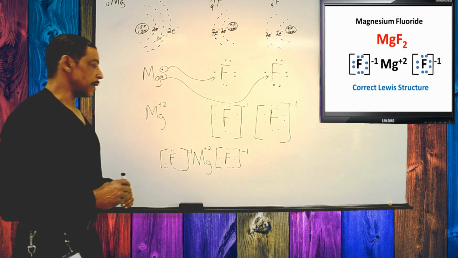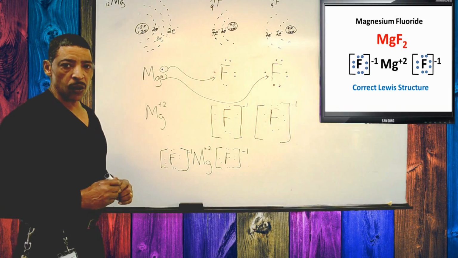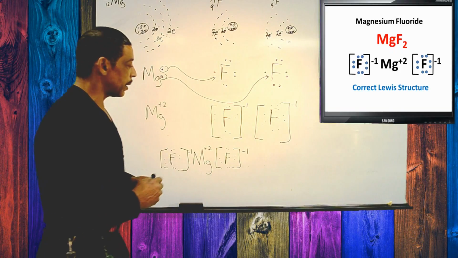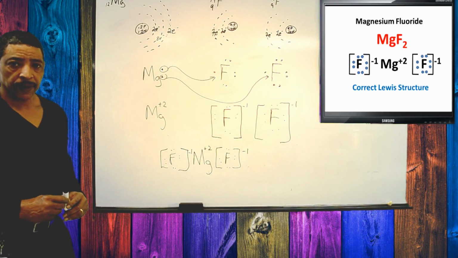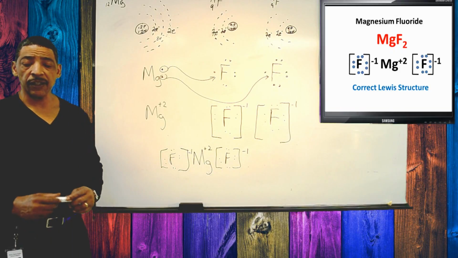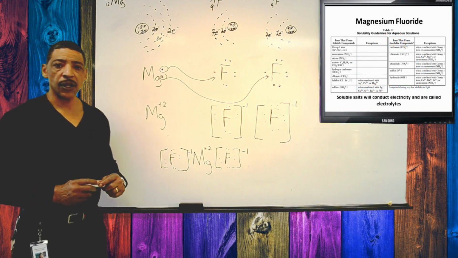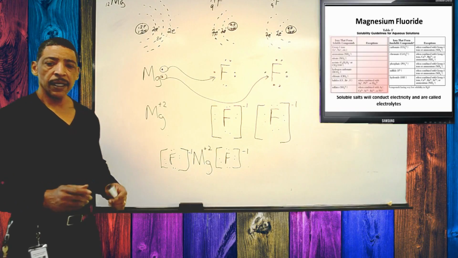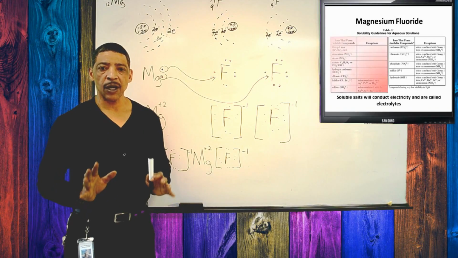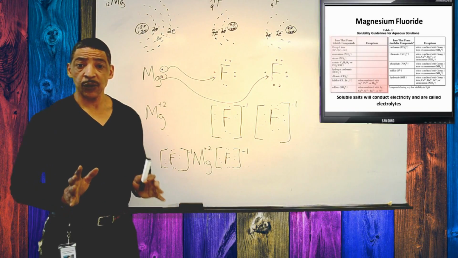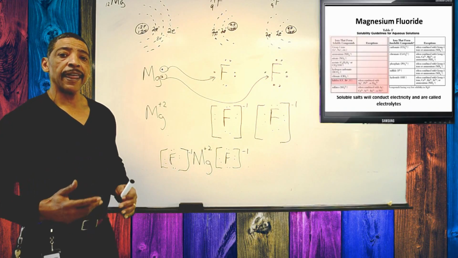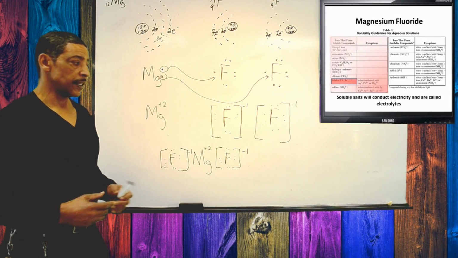Magnesium fluoride is also called a salt. A salt is simply an ionic compound. Since magnesium fluoride is a soluble salt, it is also an electrolyte. Electrolytes are compounds that will dissolve in water, creating an aqueous solution that will conduct electricity.